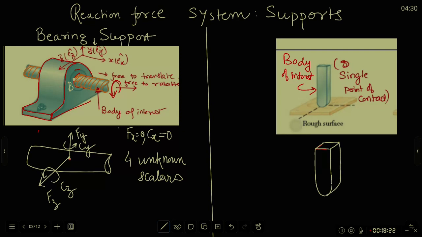So will the surface resist if we try to move it in the x direction? This is x. This is y. This is z. Will the support, the rough surface, resist the translation of this rod along the x-axis? The answer is yes. Because it's a rough surface, there will be some friction force acting, and thus you must put Fx here.